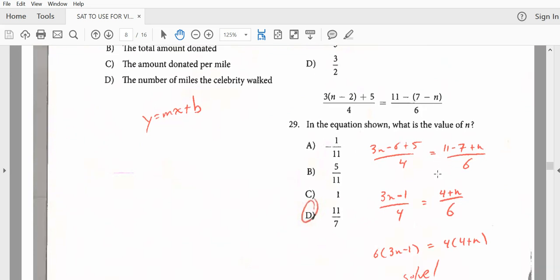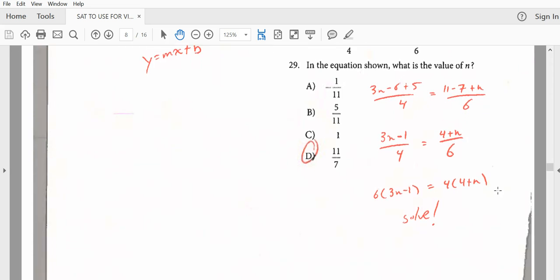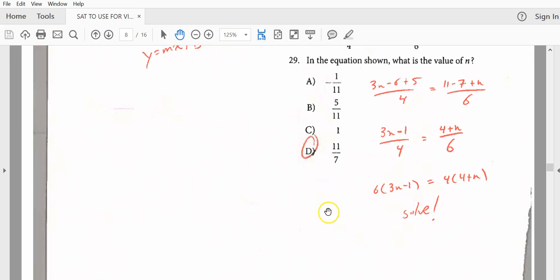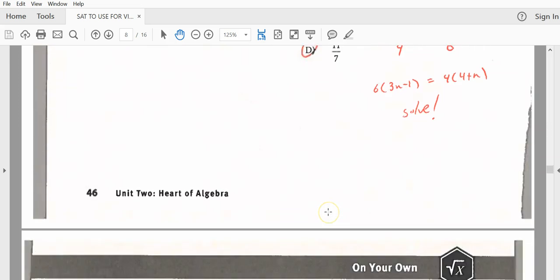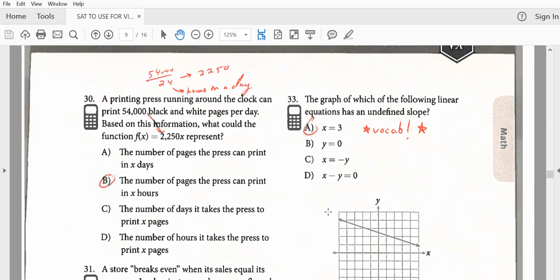Here, we're solving for n, so just to work through the gist of it for you. Remember, distribute, so order of operations, combine our like terms on both sides. And then just go ahead and multiply the 4 over, multiply the 6 over, clearing out those fractions. We'll get a solve from there. Alright, looking at problem 30.